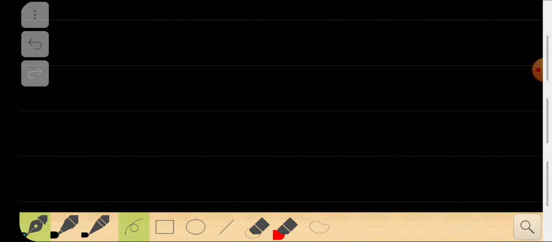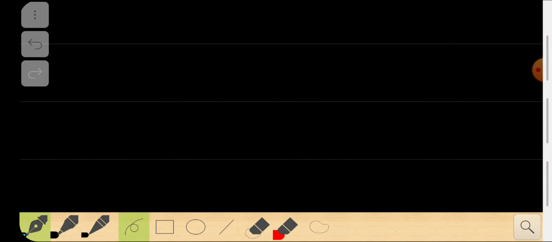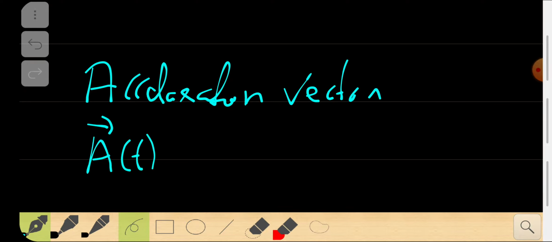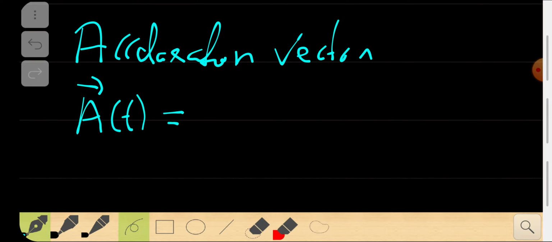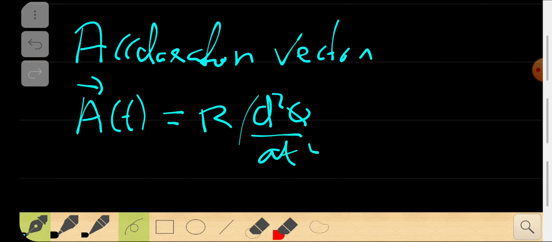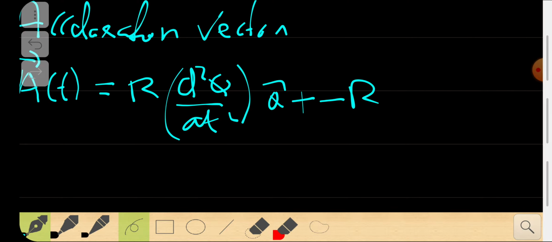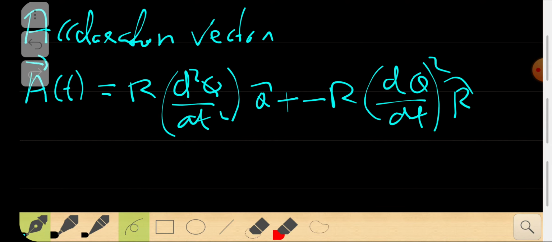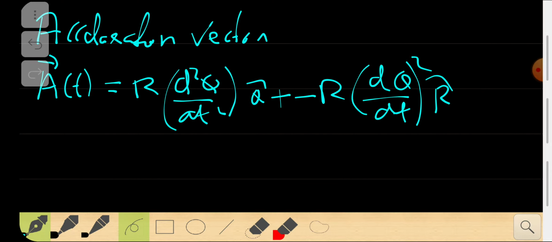Now let's do the acceleration. We have already derived the acceleration vector. You can call it a vector of t, not a unit vector anyways. That will be r times d square theta by dt square in the theta cap direction, minus r times d theta by dt the whole square. We did this last time, so I'm not explaining it again.